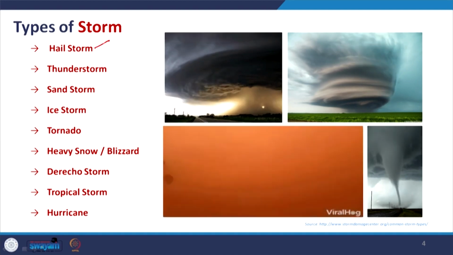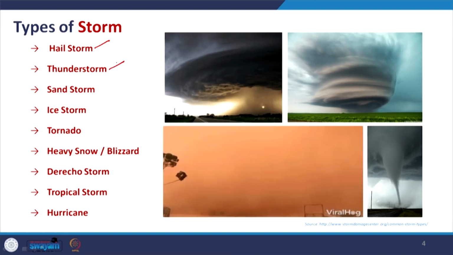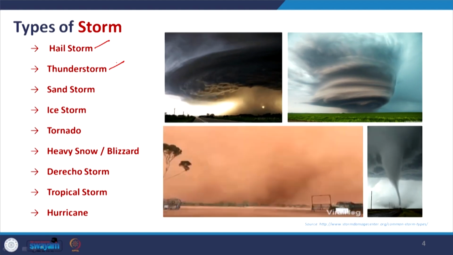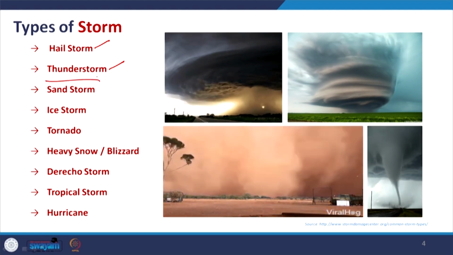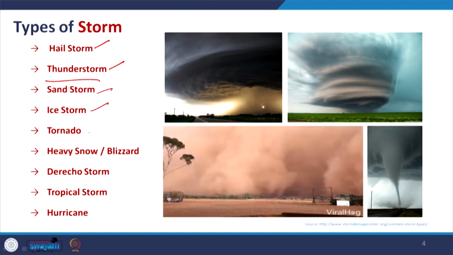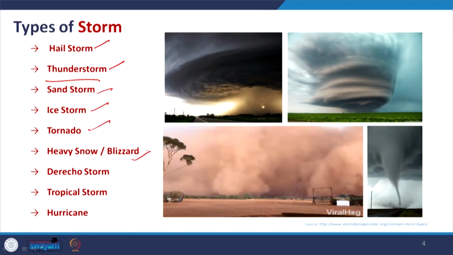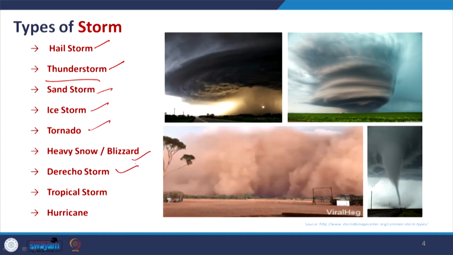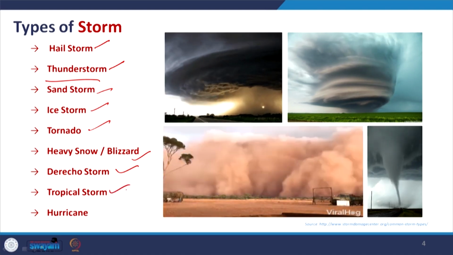So, types of storm, hailstorm we can have, normally in the core region we can get this. Then thunderstorm, we all know this particular storm, the heavy storm with the rain and also the lightning, then the sandstorm, then ice storm, tornado, then you also have heavy snow or blizzard, then Derecho storm is again a vulnerable form of storm, then the tropical storm normally observed in the tropical area, and the hurricane.